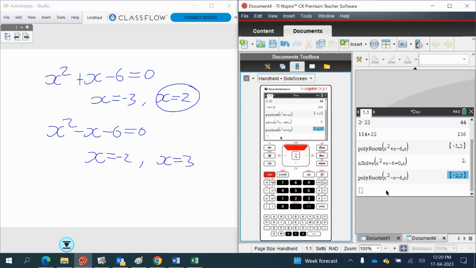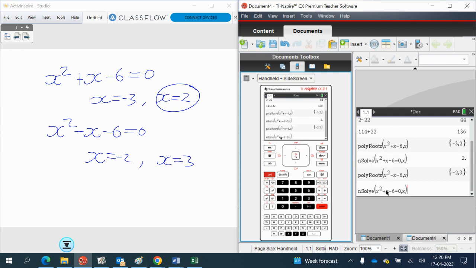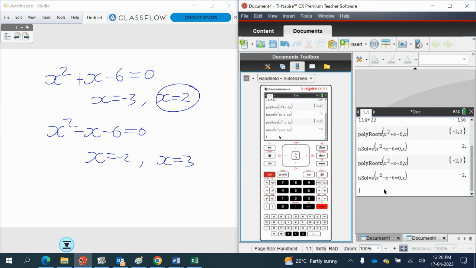We try it with nSolve. Notice it only gives me one answer this time. It's giving me this one this time. The reason being, nSolve will always give you the answer which is closest to zero. If you know there's another answer, you can tell nSolve to go looking for it. We'll look at this in more detail later. But just to show you.